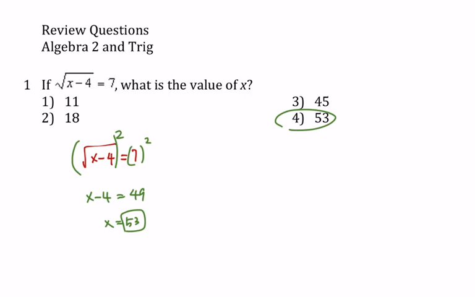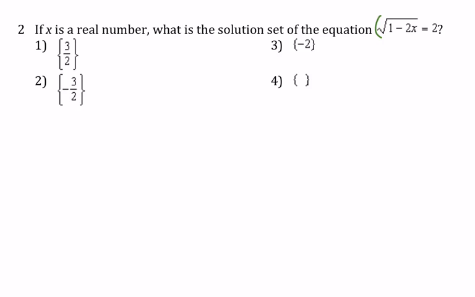Alright, let's look at the next one together. Same kind of concept here. We have a radical on one side and a number on the other. To undo the radical, we're going to square both sides. Then on our left side, we get 1 minus 2x, and on my right side is equal to 4. Then by subtracting 1, we realize that negative 2x must be equal to 3. So then x equals negative 3 over 2. Choice 2 becomes the answer.